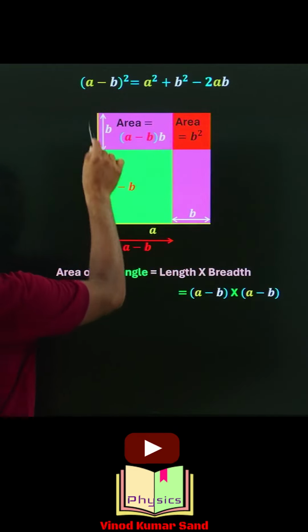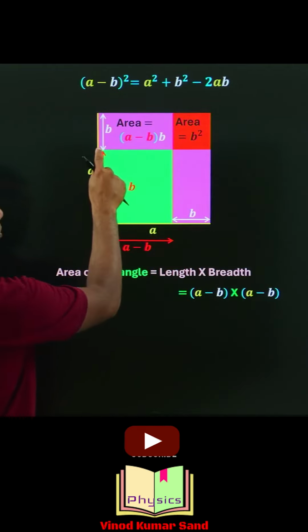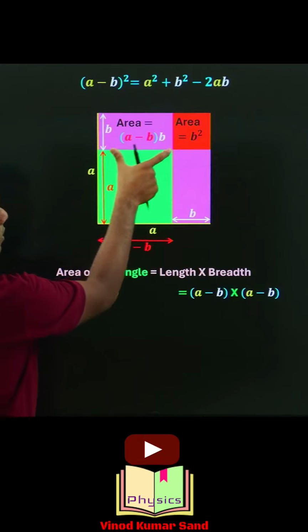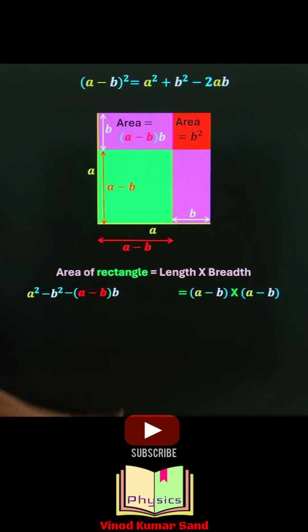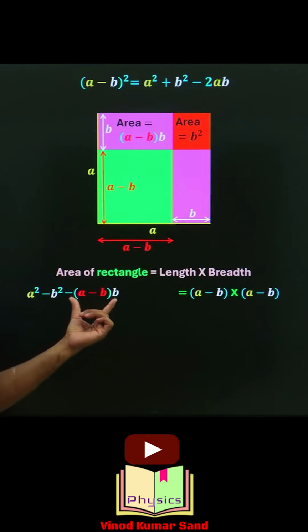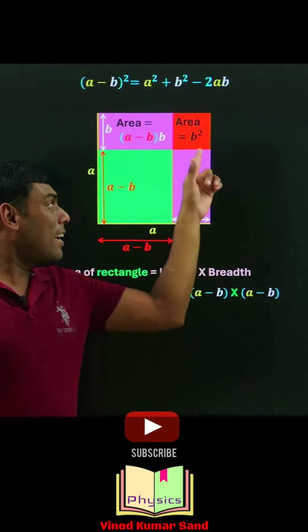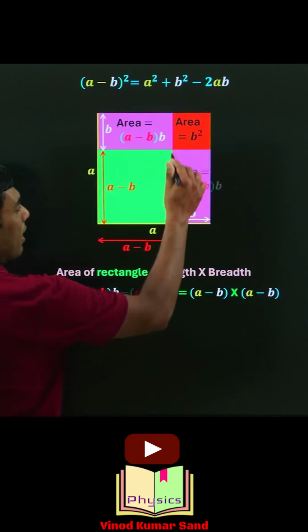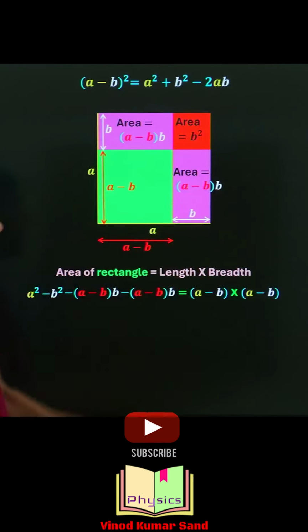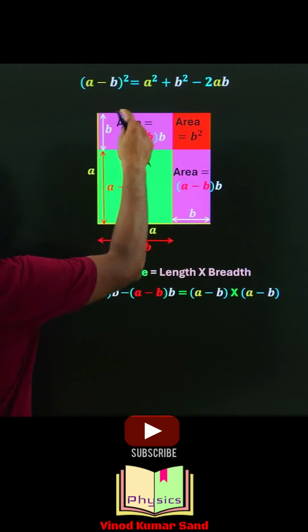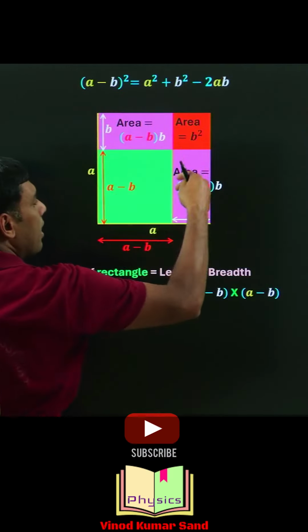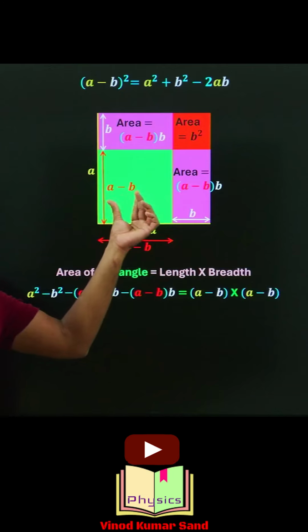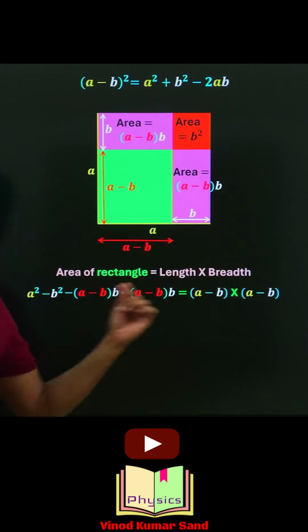The area of this rectangle is length into breadth. The length is A minus B for this rectangle and breadth is B. This should also be removed from that area A square. So we can write it like this. Look at this rectangle now. The length is B and the width is A minus B. So the area of this rectangle would be A minus B into B. Subtract that area also. From total area A square, take out this area and then this area. You will be remaining with that green area which is A minus B whole square.